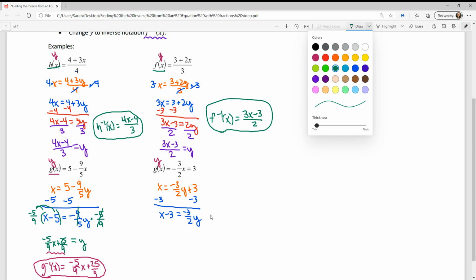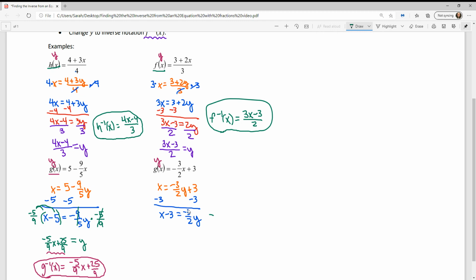So since this is a negative fraction, a reciprocal will also be a negative fraction. Reciprocal of 3/2 is 2/3. So I'm going to be multiplying both sides by -2/3. Once again, since the left-hand side has two terms, we need to put it in parentheses because we'll distribute. Let's do that distributing.